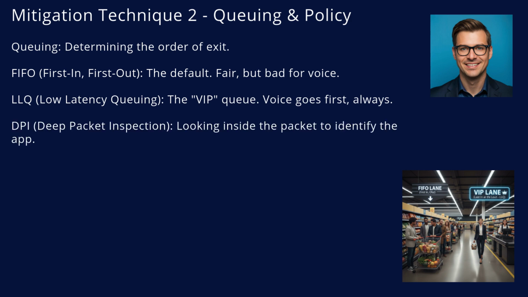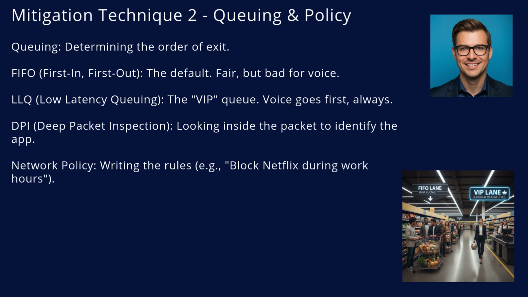To do this effectively, we need deep packet inspection, DPI. This allows the router to look inside the packet and say, this is Netflix, put it in the slow lane, or this is Zoom, put it in the fast lane.